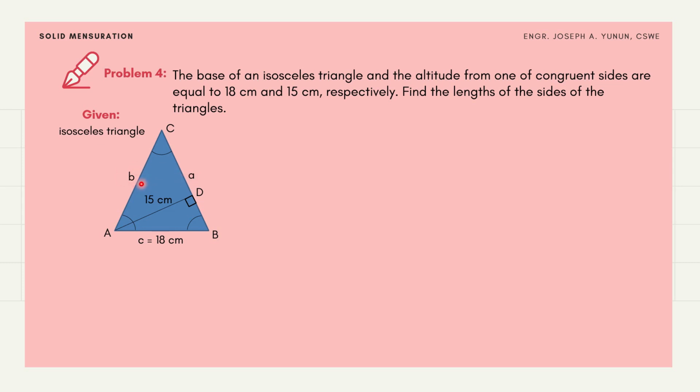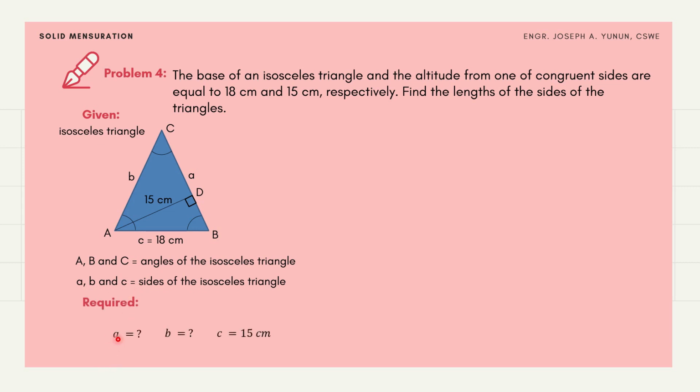Now, capital letters A, B, and C represent angles, and sides a, b, c are represented by small letters. Required: you have side a, side b, and then you already have 15 centimeters given. So this is still an answer for this particular problem. So find the lengths of the sides. There are three sides, so you have three answers: side a, side b, and then side c.